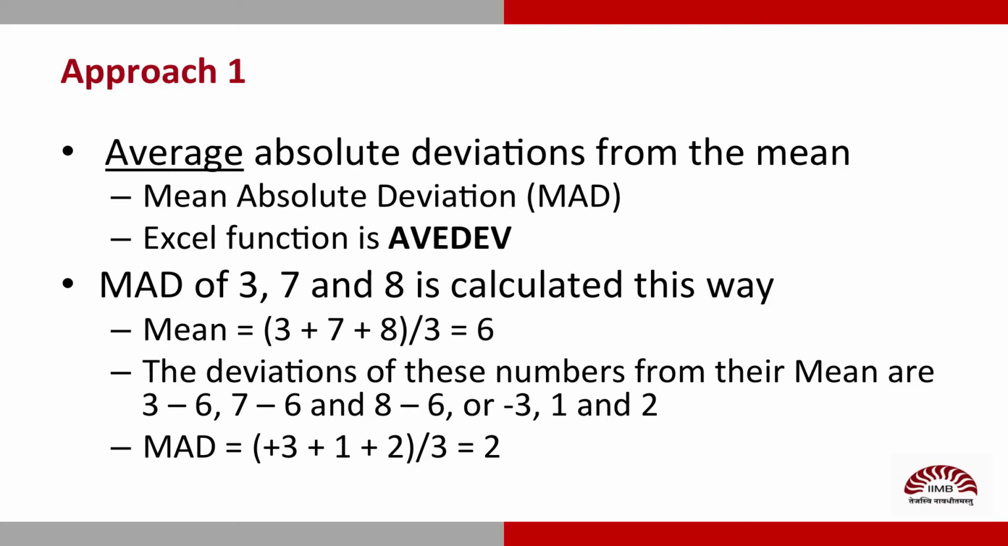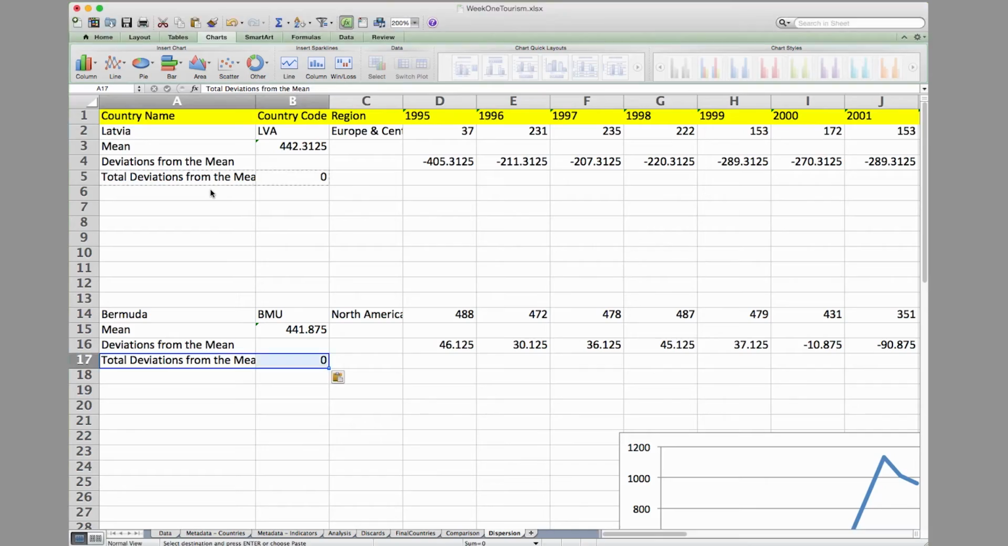How about we take the absolute values of these deviations? Absolutely, we will do that and then divide the sum of these absolute deviations by the number of years to get an average deviation. Now this is what is called mean absolute deviation, and it is in short form MAD. I like that. In Excel, there's even a function for this. It is avdev. So let's get back here.